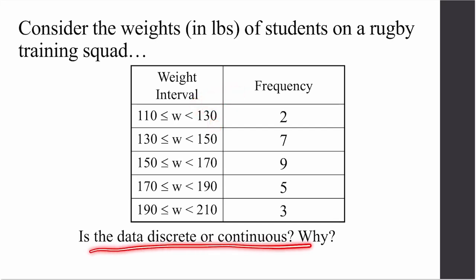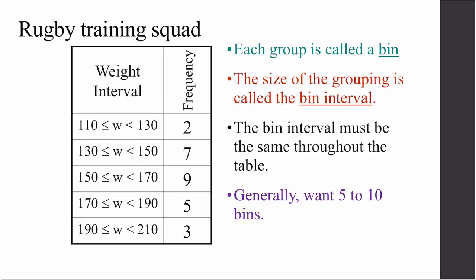So is the data discrete or continuous, and why? Of course it is going to be continuous because it's a result of measuring something. You're measuring somebody's weight. A few things about the frequency table: each group is called a bin. You may have heard me just say class because I've worked with textbooks that call this a class, but you can also call it a bin.